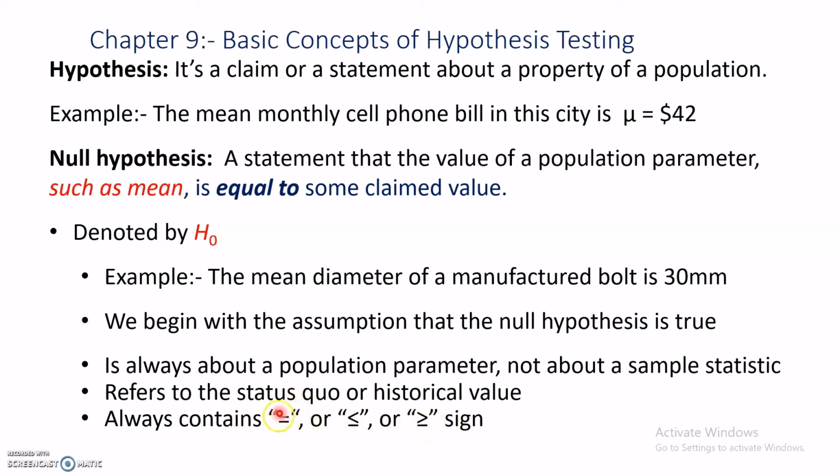And I will tell you later that if we have less than or equal to, greater than or equal to, we eventually convert it to equality. I will tell you the reason for that. And it may or may not be rejected. When we have a null hypothesis, we have two options. We either reject the null hypothesis, or we say, okay, we do not reject the null hypothesis. I will talk about this in detail later, right? So this may or may not be rejected.